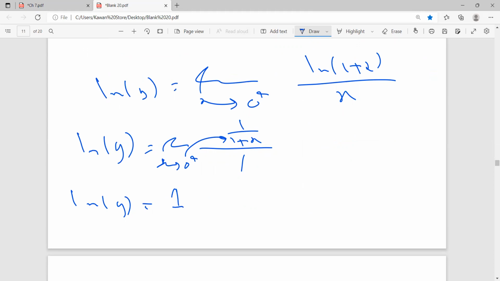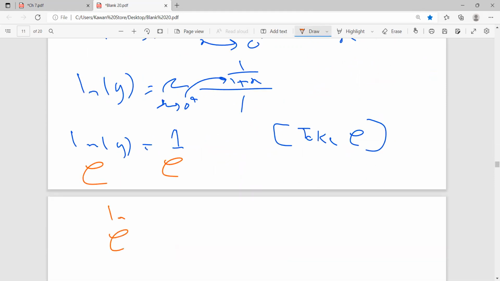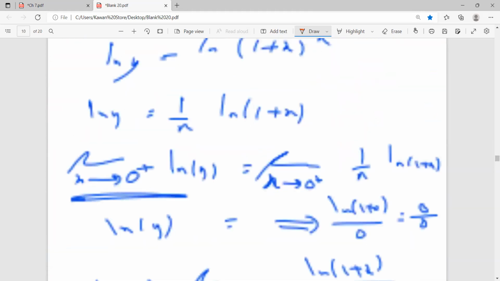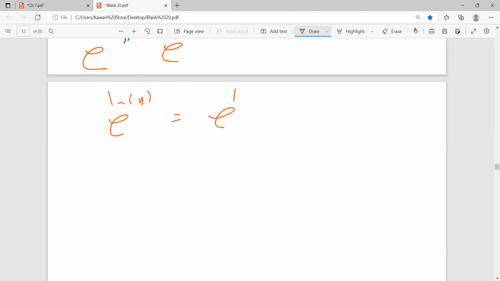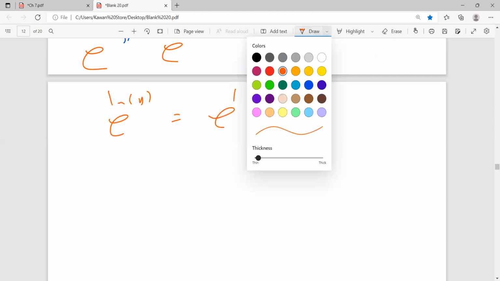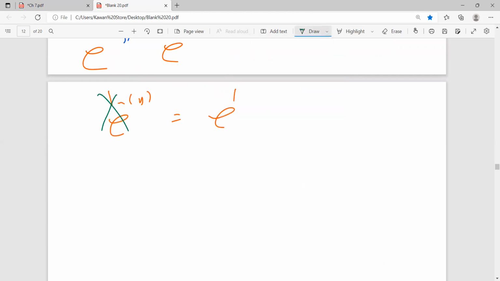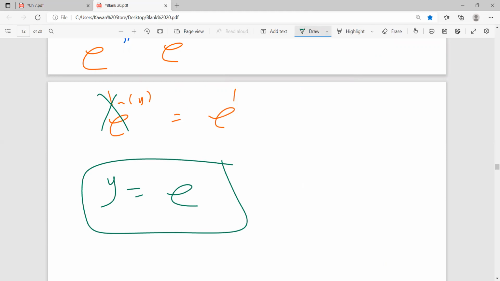Y. So we are going to take the exponential for both sides, I mean. So I'll get e. Understood? So e to the ln y will equal e to the power 1. And you know e to the ln y is equal to what? See these, they are canceling each other, they are inverse to each other. So y is equal to e, that's the good answer.